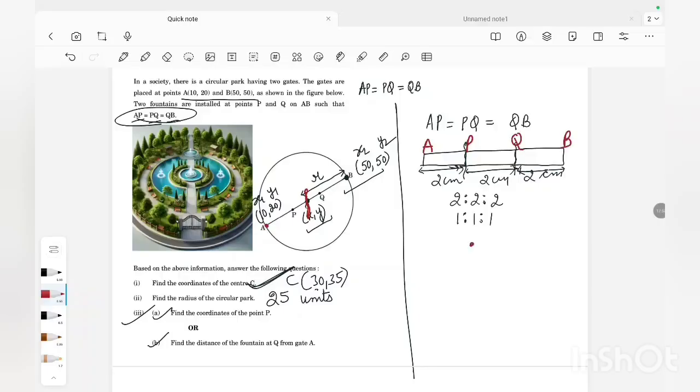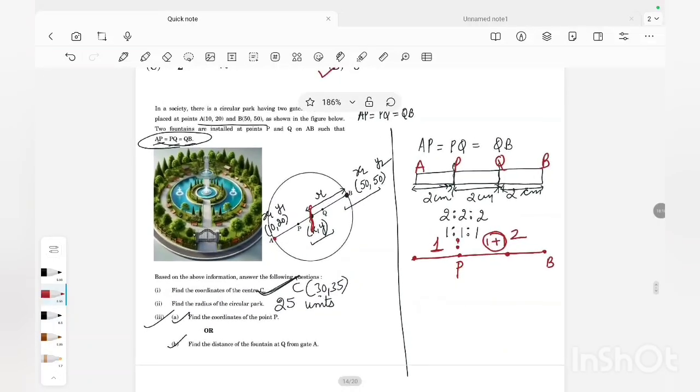Okay, if we have to find the coordinates of point P, there are 3 equal parts. This is 1, this is 1, and 1 plus 1 is 2. So we can say point P has been divided by the line segment AB in the ratio 1 is to 2, right? In this way we can find the ratio, then we can calculate.